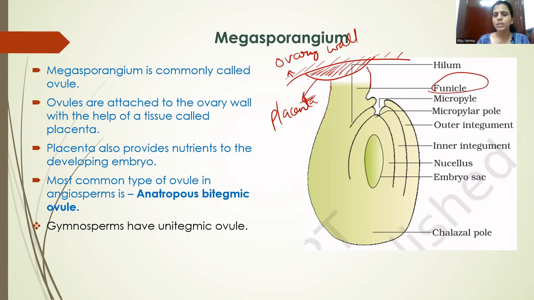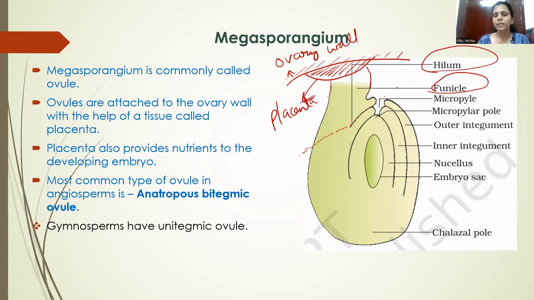So this ovule has two parts: the stalk part, which is called funicle, and the body part. This body arises from the funicle at this particular region. The stalk part is known as funicle and the lower part is known as the body of the ovule. The junction between the funicle and the body of the ovule is known as hilum.